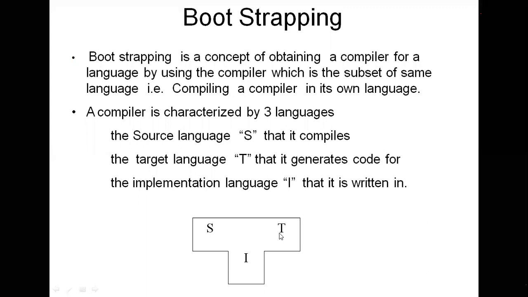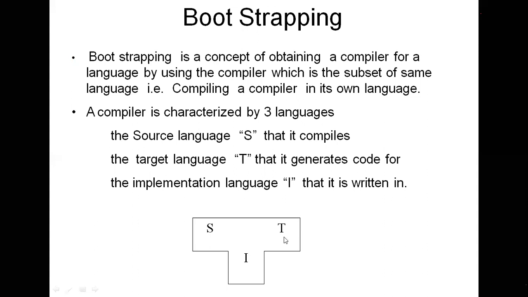This is the representation by the structure in the form of a T, characterized into three languages: S, T, I. S is what it compiles, T is what generates the code, and I is the language in which we are writing the compilers. In the place of I, we are writing the compilers; in the place of S, it compiles; and in the place of T, we generate the code.